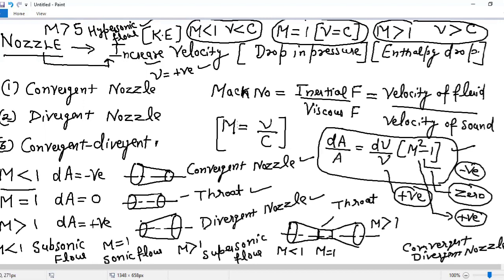Okay, so this is all about the nozzles and the different types of nozzle that we are having. In the next lecture, I will discuss the velocity of the fluid that comes out from the nozzle.